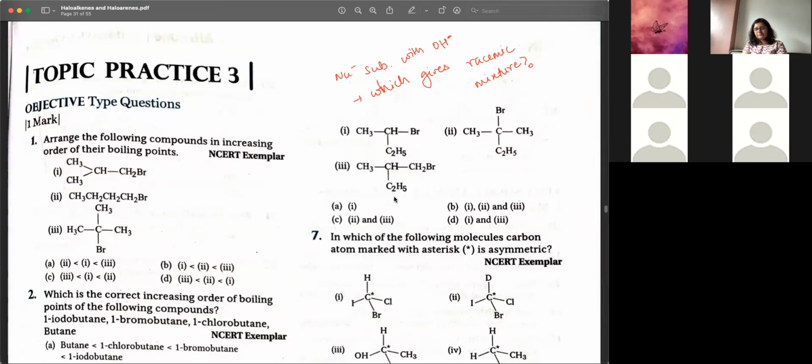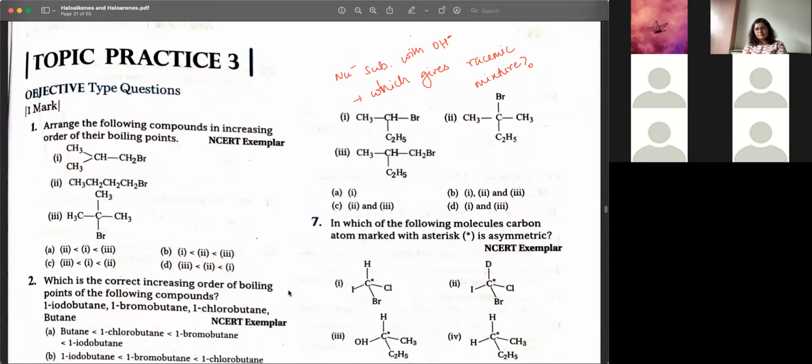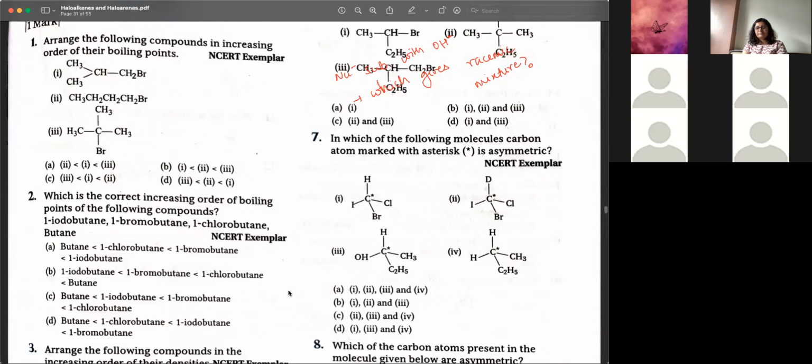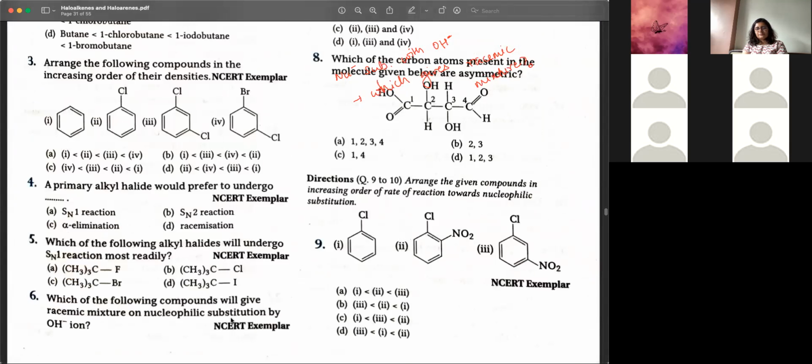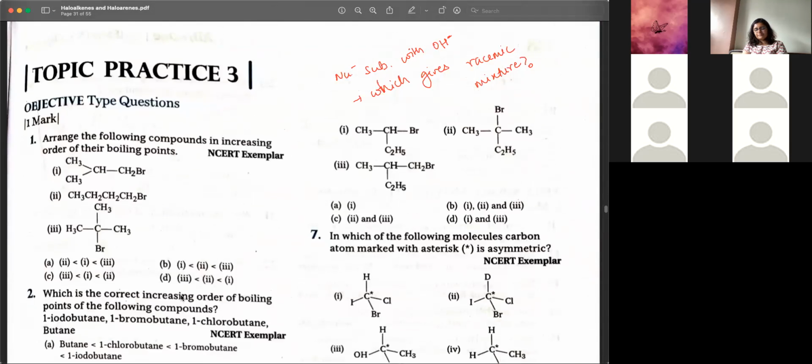If it's symmetric, like if it's already racemic, then it can be SN2 also. So we'll still get a racemic mixture only, right? How do you know it's already racemic? It's not mentioned. We'll give racemic mixture on nucleophilic substitution.